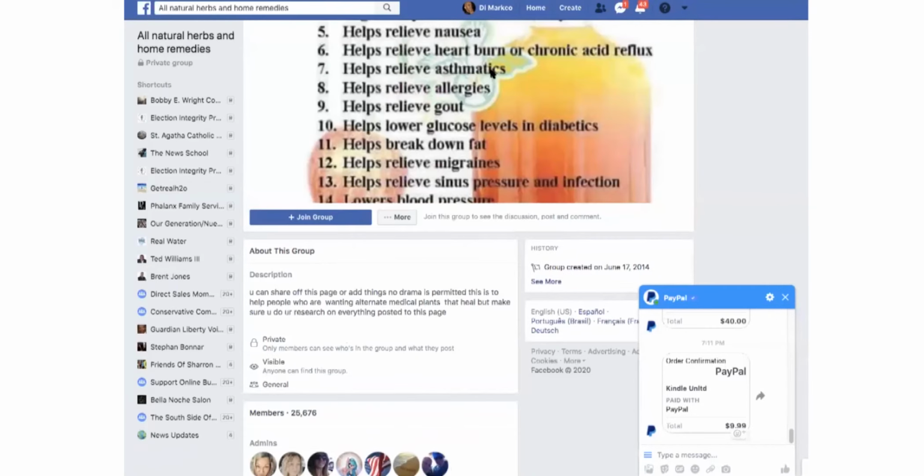Let's look at the next one that I've set aside for you. And here's another private group. And this private group, notice it says all natural herbs and home remedies. So they're going to be interested in what you have to say about health and Real Water, especially in these articles that I just shared with you. And it says here, you can share off this page or add things. No drama is permitted. This is to help people who are wanting alternative medical plants that heal, but make sure you do your research on everything posted to this page.